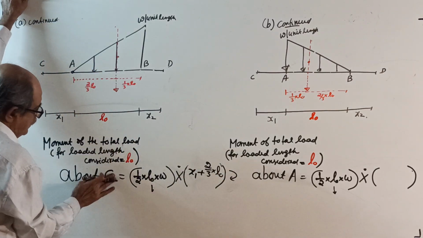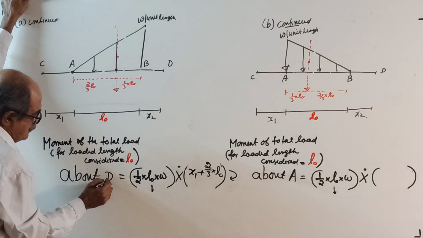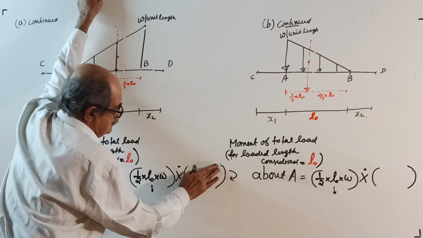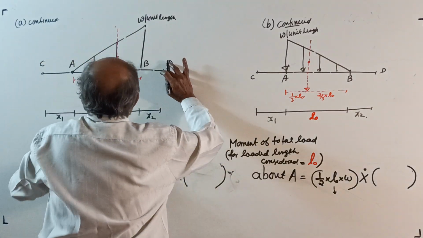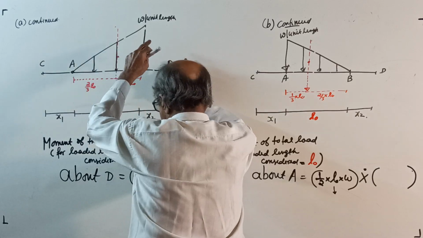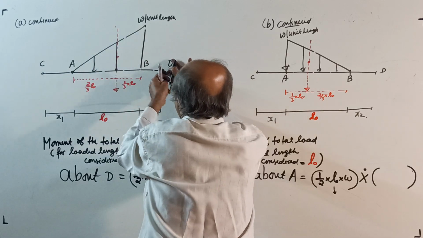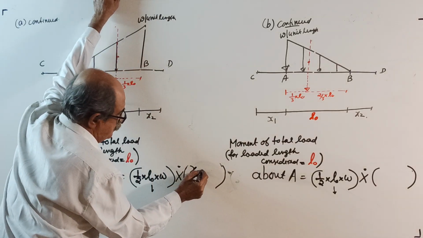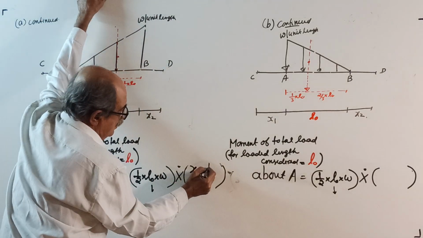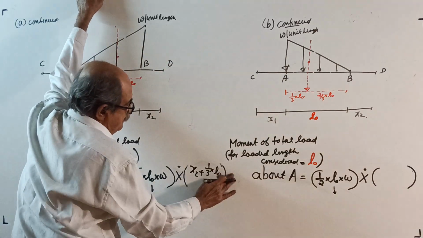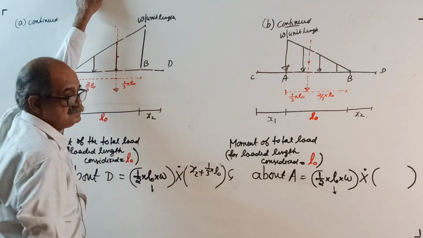Lastly, write moment about D. Remember, you have to write 4 times. Moment about D: total load already over, half into L naught into W, into, from here, x2 plus 1 by 3 of L naught. It will be anti-clockwise. Over.